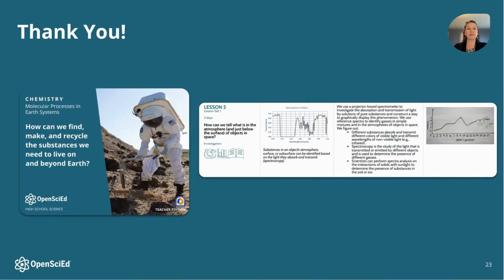So to recap, in this lesson, we investigated how liquids interact with surface materials to help us determine if the surface features on Mars were likely made by water. Up next in Lesson 5, we'll investigate the absorption and transmission of light by solutions of pure substances and construct a way to graphically display our data. Then we'll use the reference spectra to identify gases in simple mixtures and in the atmospheres of objects in space.